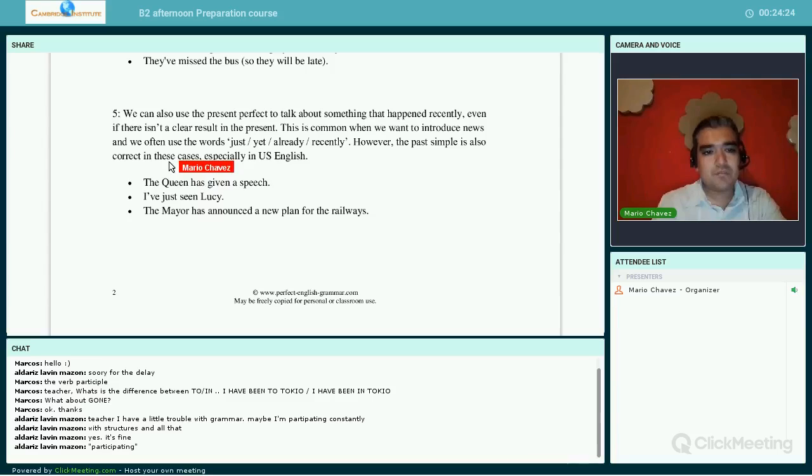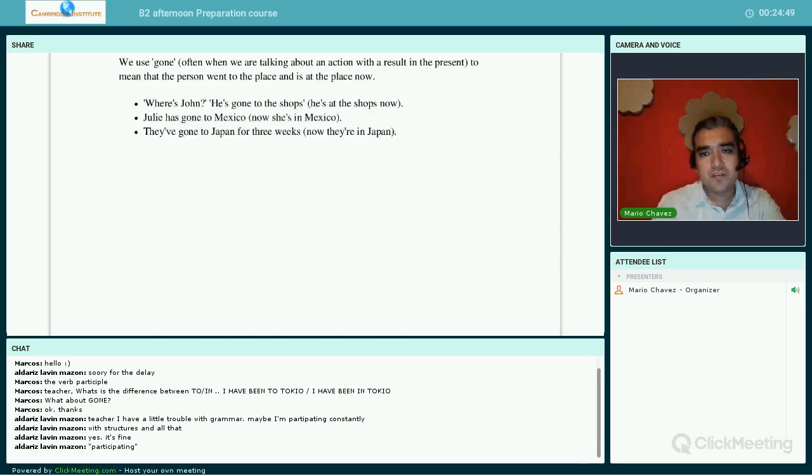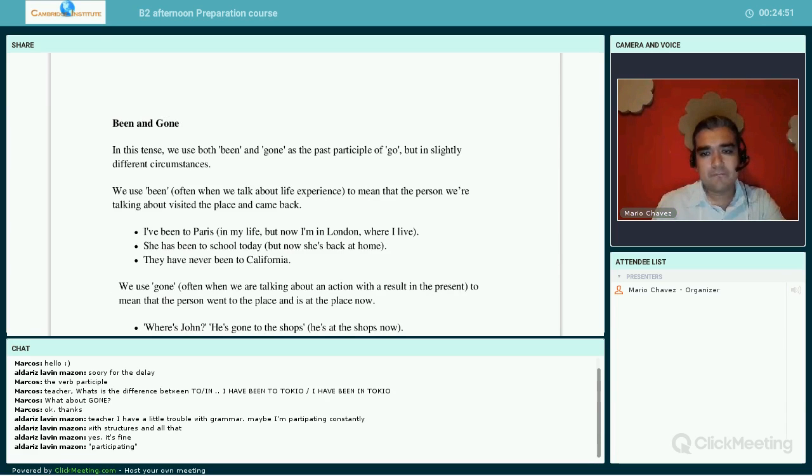However, in the past simple, we also use these cases, especially in US English. Example, the Queen has given a speech. I've just seen Lucy. The mayor has announced a new plan for the railways. Oh, very good. And finally, let's go to the last use of the present perfect.